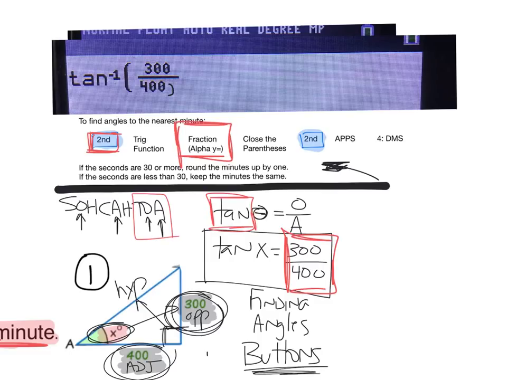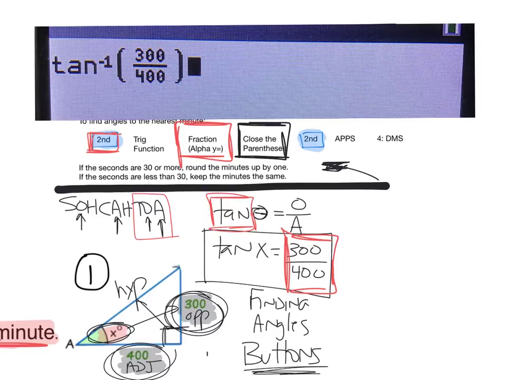So this is what your calculator should look like, but you'll notice the blinking cursor is now in the denominator. What you need to do is move the cursor out of the denominator, so press to the right, and then close the parentheses. Then you want to go to the angle menu, which is second, and then apps, and choose option 4 for DMS.